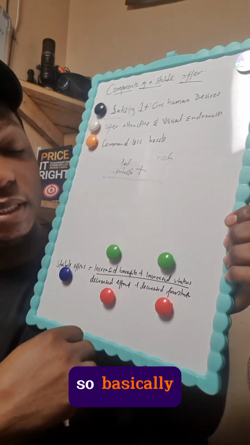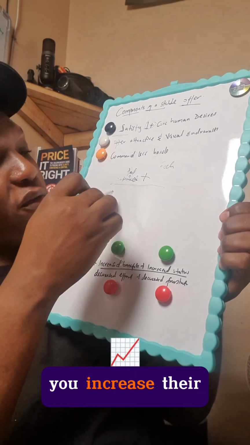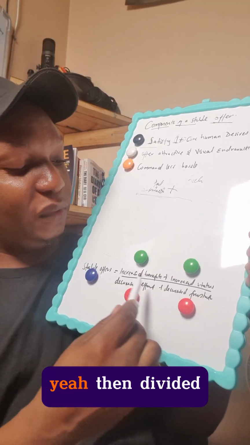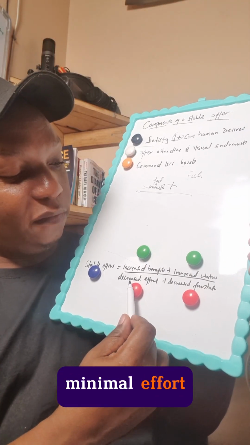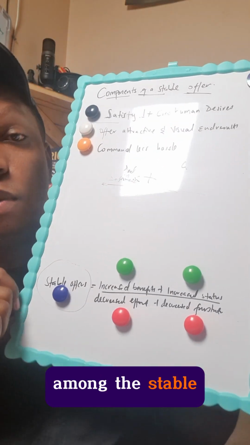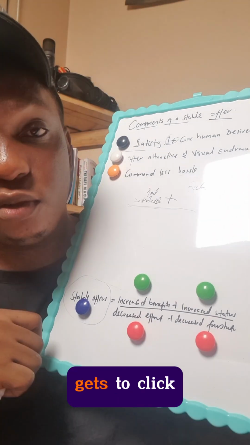So basically, if you increase their benefits and couple that with increased status, then divide it by the decreased effort, your offer is going to be among the stable offers. I hope this gets to click now.